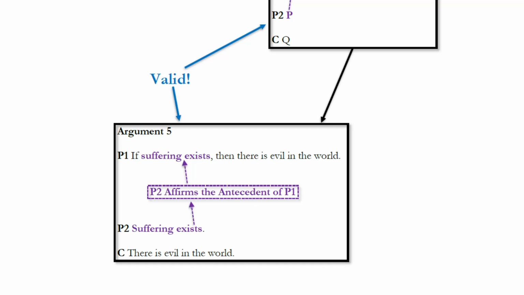evil in the world. So if we know there is suffering, then we have enough information to know that there is also evil. Then the second premise affirms that there is in fact suffering, and so from this it follows that there must be evil in the world.